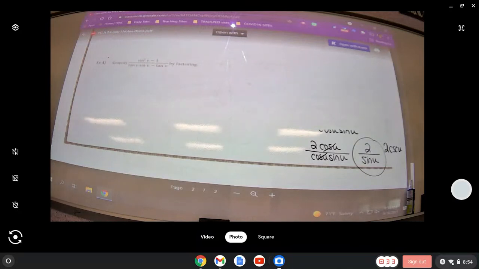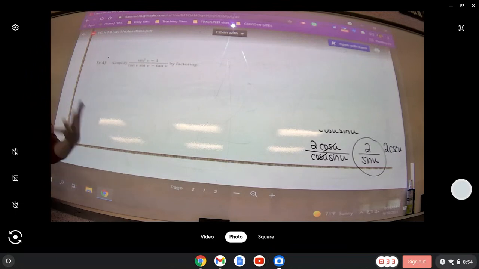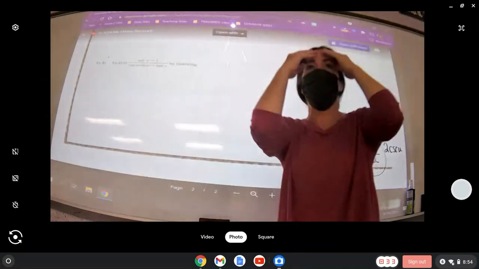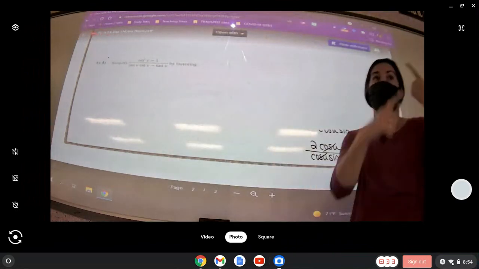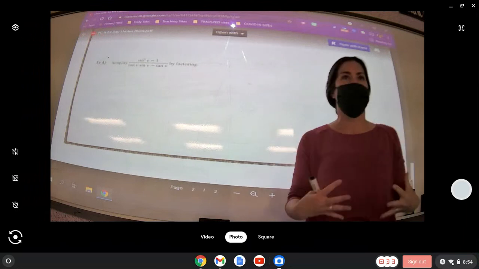All right, the last one says simplify this expression by factoring. So again, they're giving you what they want you to do. They want you to factor. So guys, if they want you to factor, the first thing that comes into my mind in situations like this is difference of two squares and GCFs. I feel like those are the ones that are going to pop up the most often.